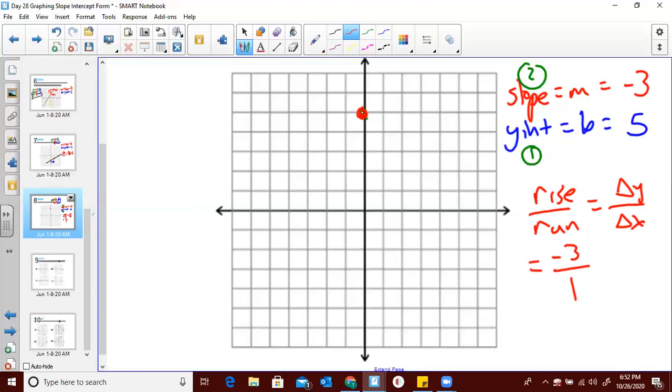So we'll use our rise first, we will go down. Remember, it's negative, so we're going down 1, 2, 3. We're going to chill here. And then we're going to go to the right 1 because the -3 keeps the negative, but the 1 we're going to keep positive, so that way the entire fraction stays negative. And this will be our next point. Now, if you wanted to, you could graph another point. Same thing, 1, 2, 3 down because it's negative, 1 to the right.